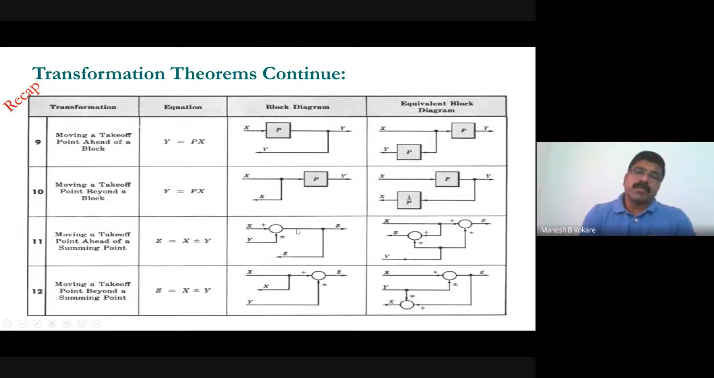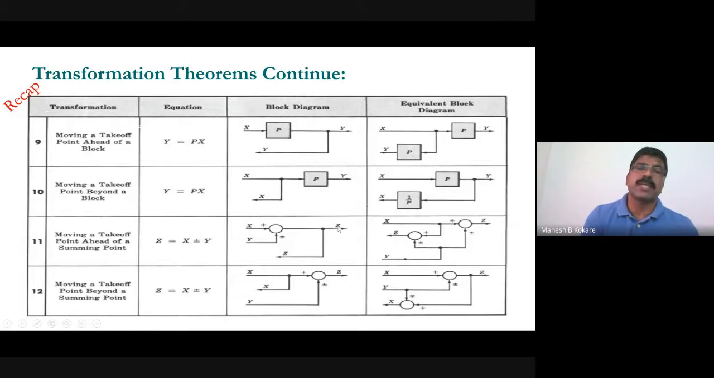Then there may be a situation where you have to interchange the position of takeoff point and summing point. So, moving a takeoff point ahead of the block. As I said, when you are making the arrangement, your output should not change. Your output should remain the same.